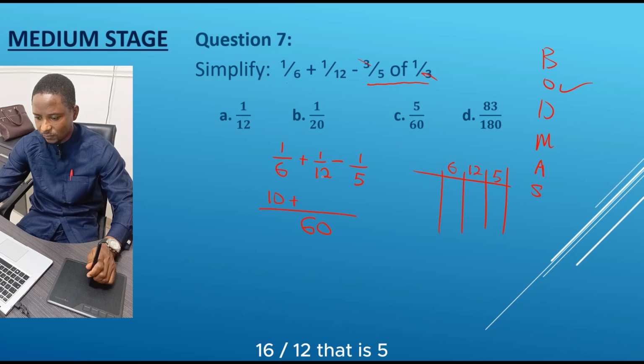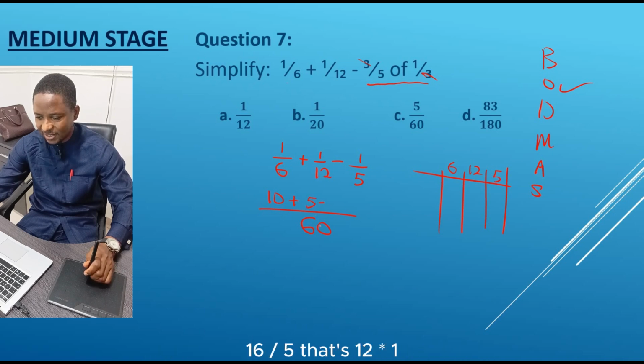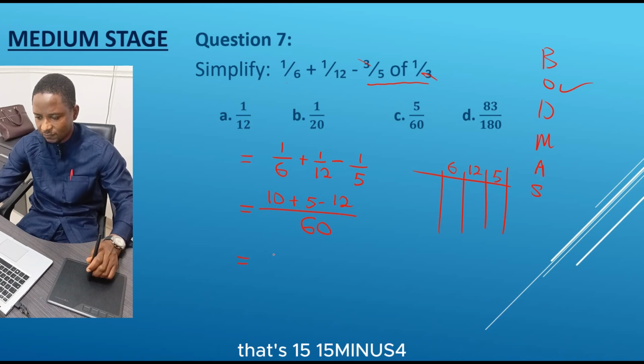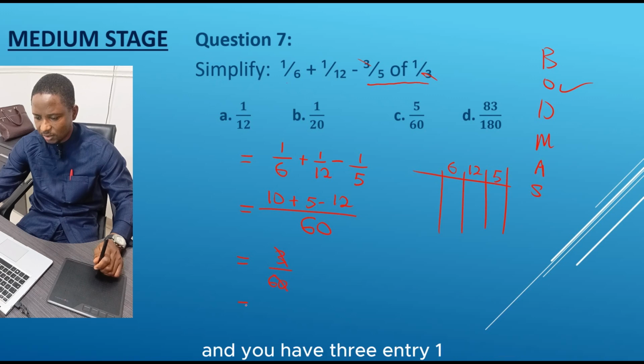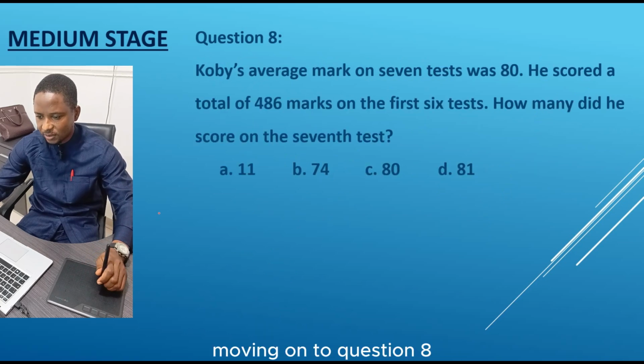All right, so 60 divided by 6, that is 10 times 1, 10. 60 divided by 12, that is 5. You multiply by what is at the top, still 5. 60 divided by 5, that's 12 times 1, you have 12. So by the time you subtract or simplify, that's 10 plus 5, that's 15. 15 minus 12, that is 3/60. Then 3 is actually common, and you have 3 in 3, 1, 3 in 60, you have 20. So your answer is 1 out of 20. That's B. Moving on to question 8.